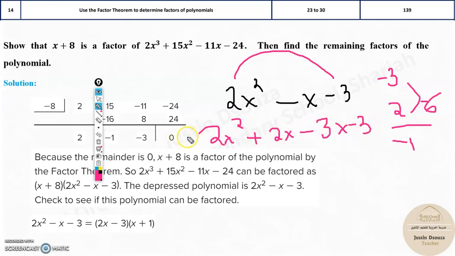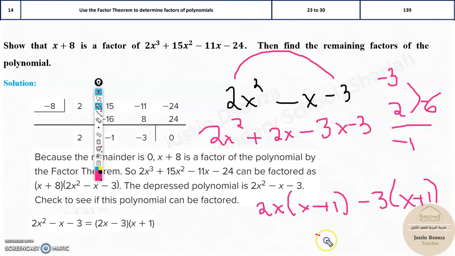Now you need to remove the common terms. What are the common terms? 2x is common over here. So you can remove 2x, and x plus 1 is remaining. Minus 3 is common. You will have x plus 1. Basically, now one factor is x plus 1, and the other factor is the outside terms. Because you can take this common out again, you will get 2x minus 3. So this is how this step is involved. But I'm sure this is very confusing and irritating.